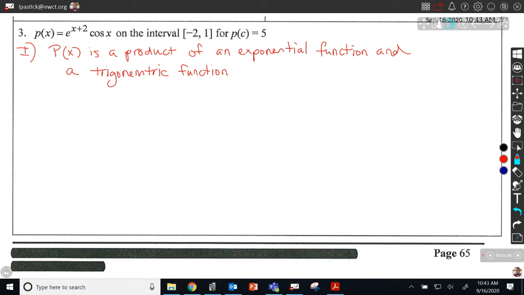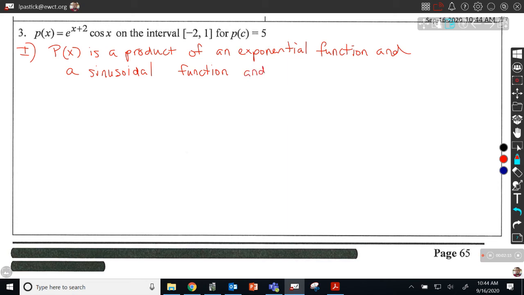First of all, I spelled trigonometric wrong. Second of all, I don't want to call it trigonometric, I want to call it sinusoidal, because if I call it trigonometric, it's going to include tangent, and that screws up my statement. When I say sinusoidal, I mean anything that's a sine wave, so cosine or sine or any transformation thereof. So it's a product of an exponential and a sinusoidal.